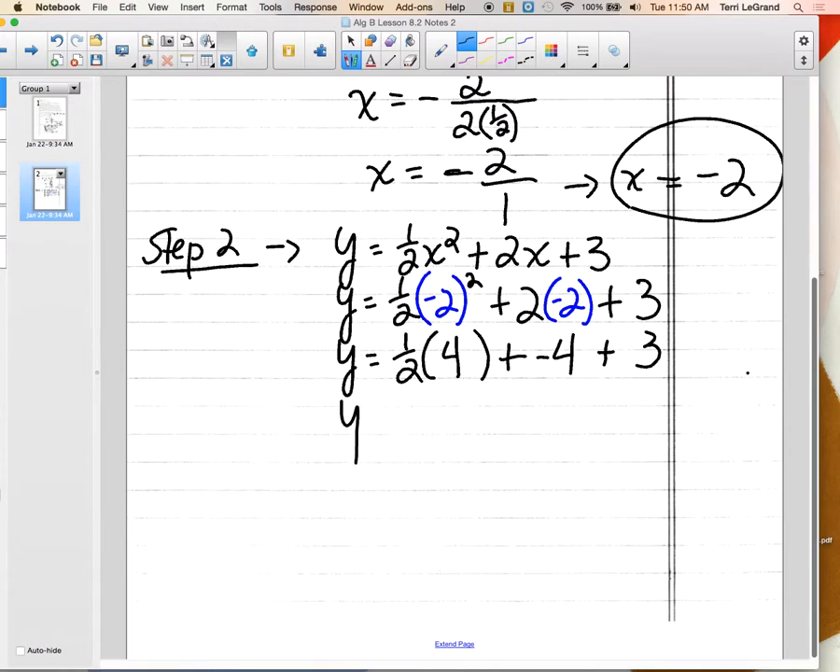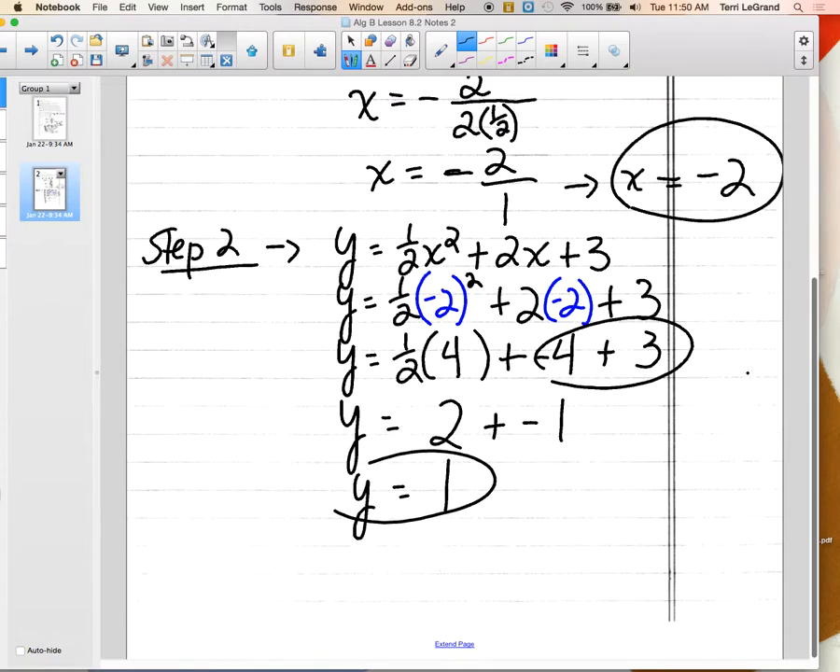So y equals, what's half of 4? 2. Because it's all straight addition, can I just add these two right now? Does it matter who gets added together in addition? No. So what's negative 4 plus 3? Negative 1. And y equals? Positive 1.